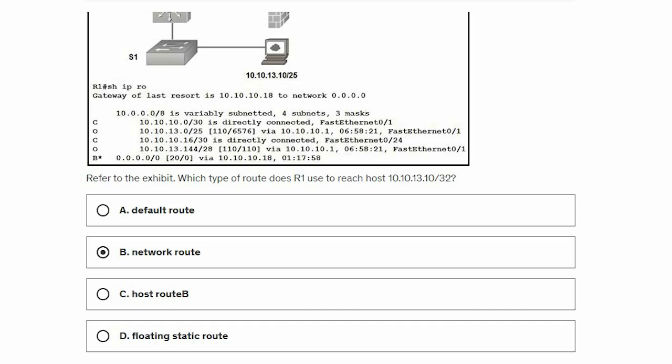Answer D, which is also a wrong answer. Floating static route. Floating static routes are backup routes that are used when the primary route fails. R1 is using a specific network route to reach host 10.10.13.10/32, not a floating static route.